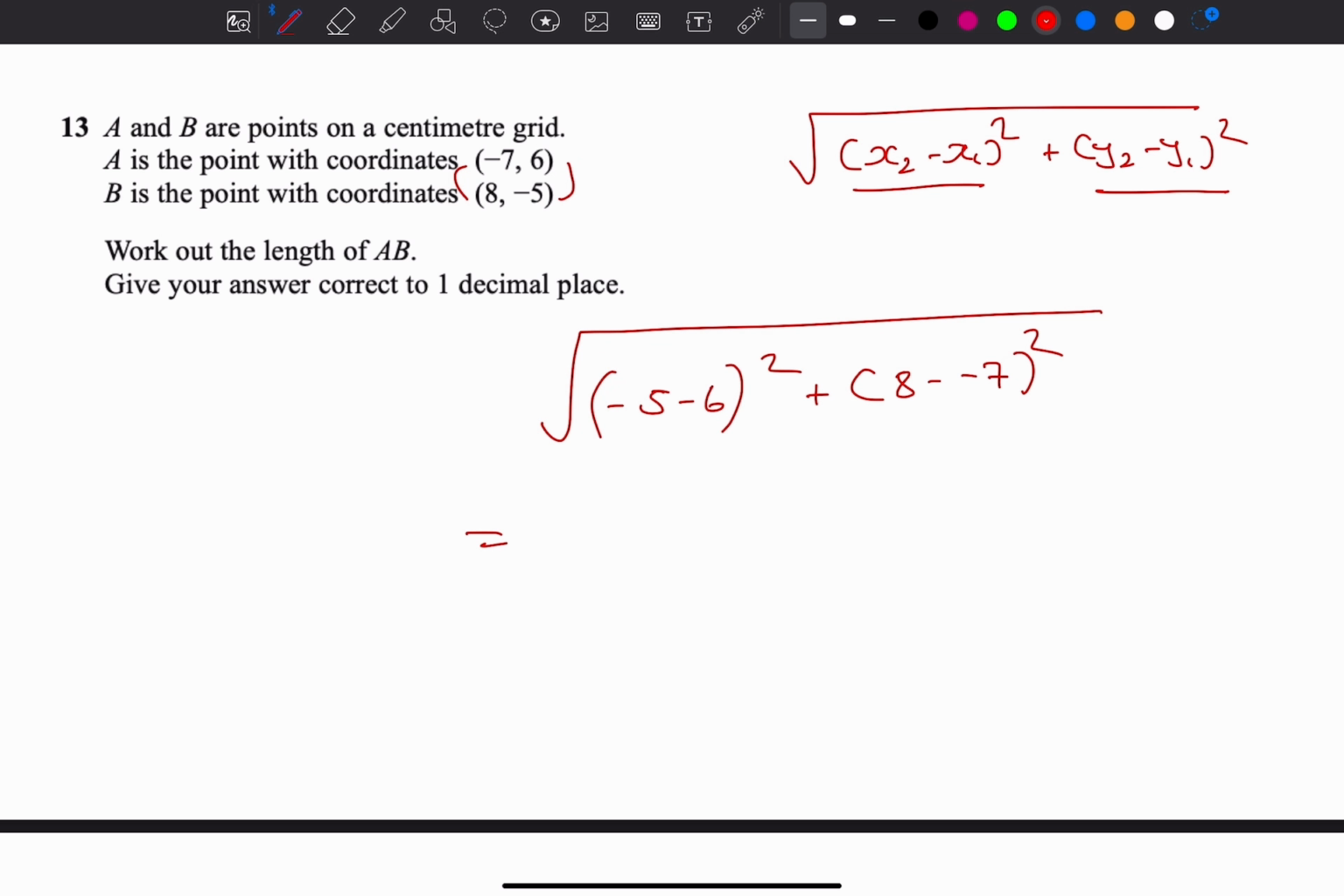So just type it through a calculator. Minus 5 minus 6 squared plus 8 minus 7 squared, which is root 346. Answer to one decimal place, 18.6. It will be a simple 2-mark question. Okay. Next one.